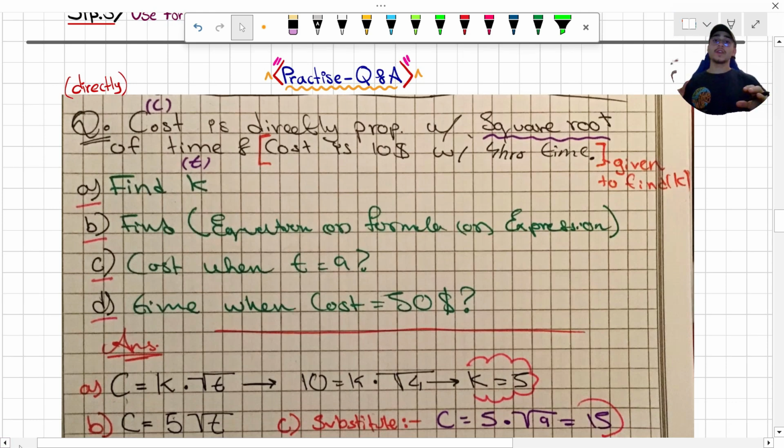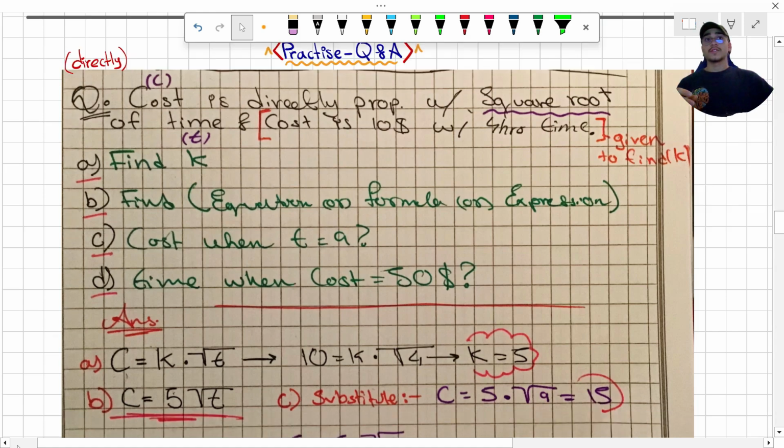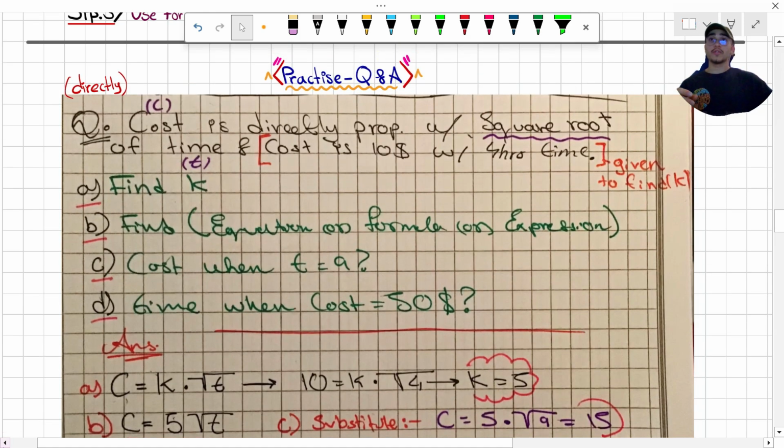Now that we've understood both inverse proportion and direct proportion, we're going to take some practice questions. So this is a practice question for directly proportional. Our cost is directly proportional with the square root of time. The cost is $10 and the time is 4 hours. Find K.